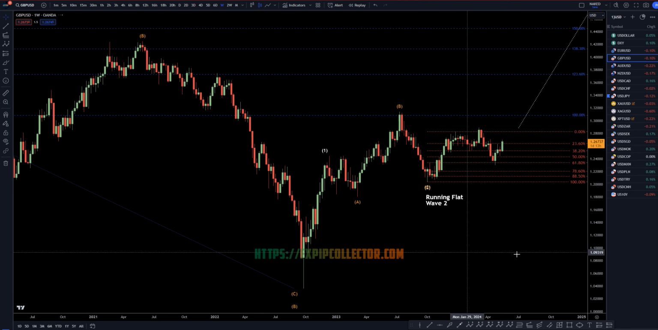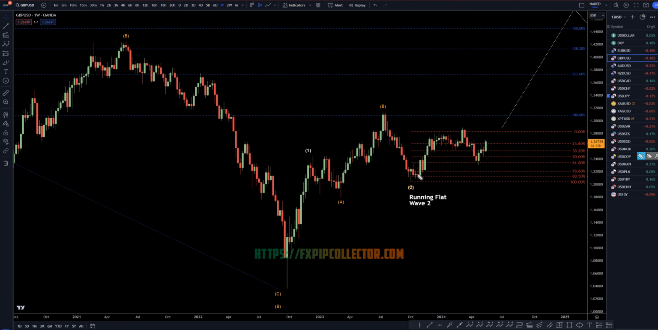So heading down to the weekly time frame, I definitely think the correction is over. I think that this is a running flat wave 2 right here in the middle. That makes this right here a wave 1. That would make this a wave 2. I think that would also make this a wave 3.